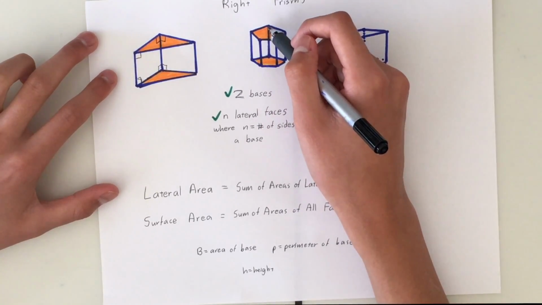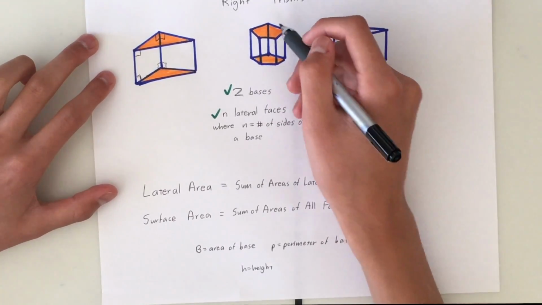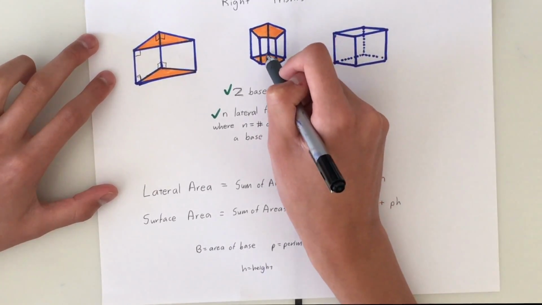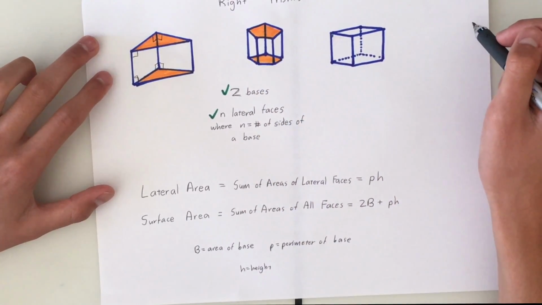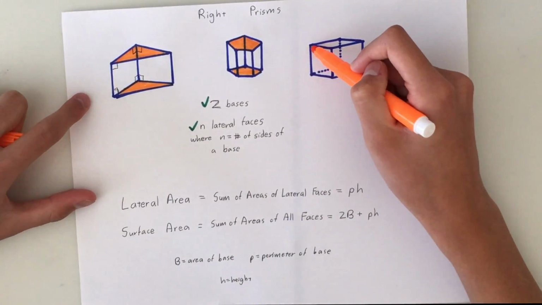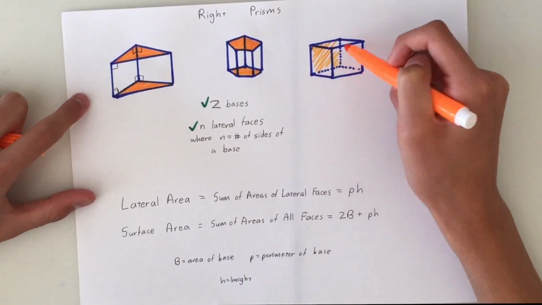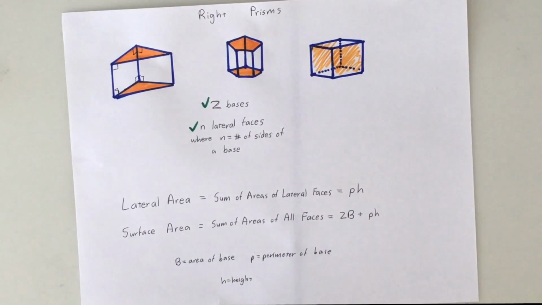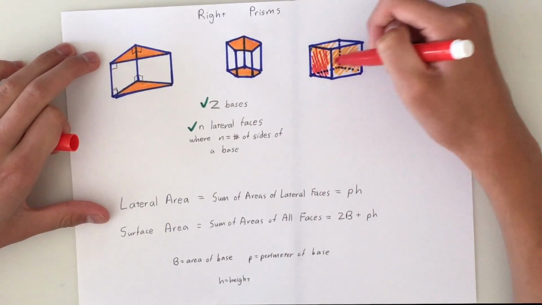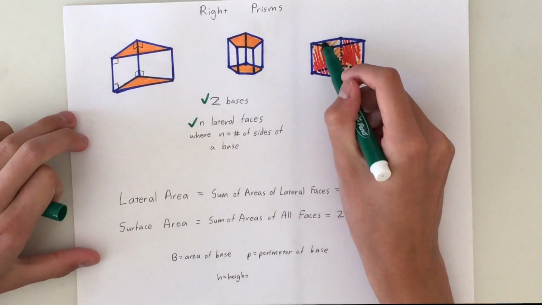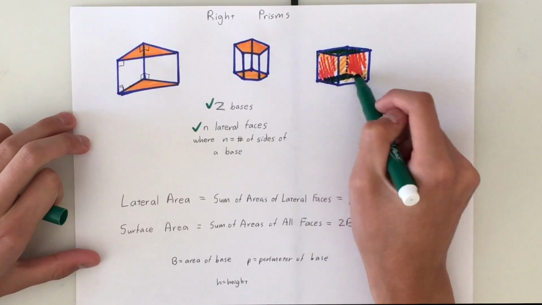So the bases in a right prism are congruent and they are parallel. So this base right here on this pentagonal prism is congruent to this base down here, and they're parallel. On a rectangular prism, each pair of opposite faces can be considered as a base. So right here, these two faces opposite from each other can be called bases. These two faces right here, this one and this one, can be called bases. And this base up here and this face down here can be called bases.